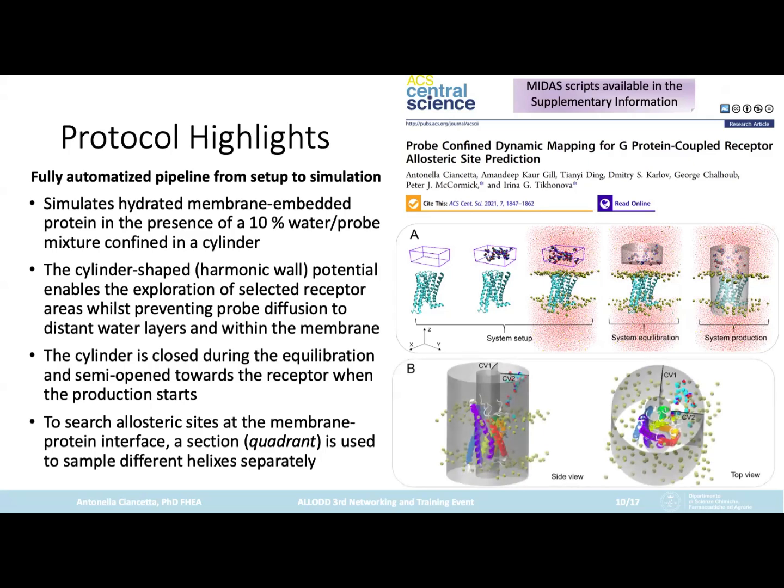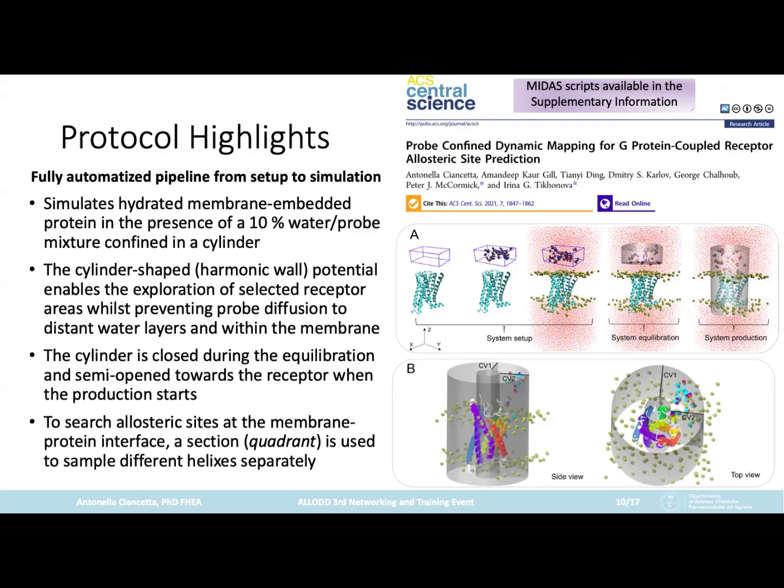So for that, we decided, instead of using full cylinders, to use small quadrants so that the probes will be able to diffuse and start interacting at the protein membrane interface, but that will not compromise the system stability.